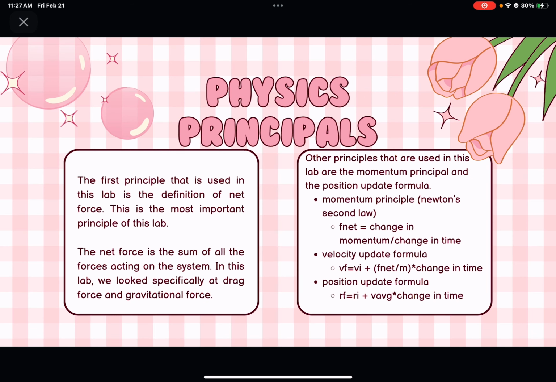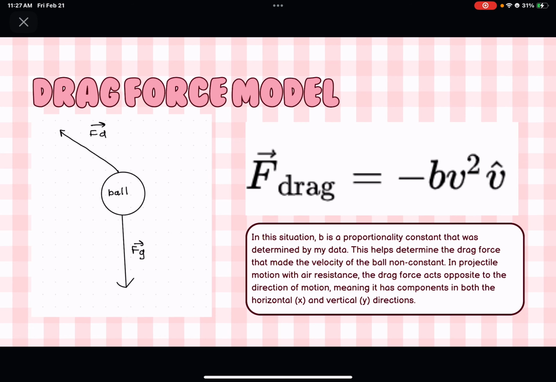Here are some physics principles. The first principle that is used in this lab is the definition of net force, and this is by far the most important principle of this lab. The net force is the sum of all forces acting on the system, and in this lab, we look specifically at drag force and gravitational force. Other principles that are used in this lab are the momentum principle and the position update formula, which you can look at below.